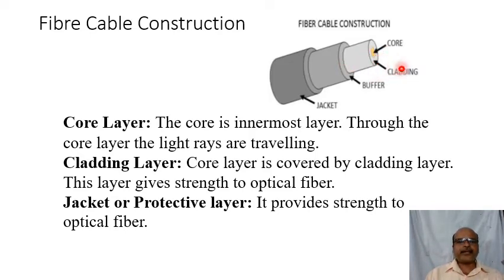Next is the cladding layer. The core layer is covered by the cladding layer, and this layer gives strength to the optical fiber. Then the jacket or protective layer. It provides strength to the optical fiber.